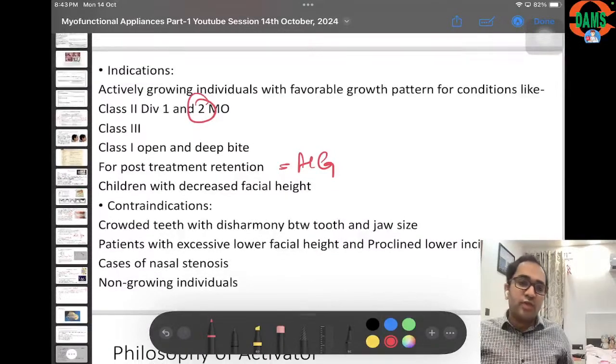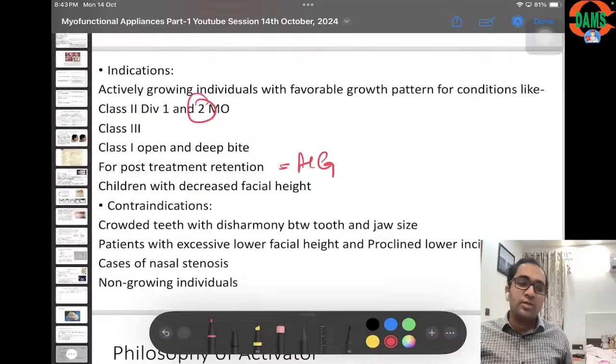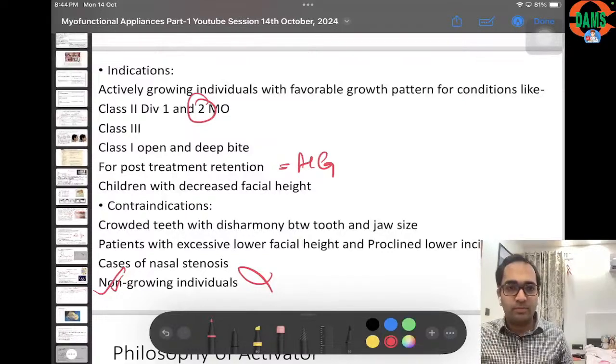What are the contraindications for activator? Crowded teeth with disharmony between tooth and jaw size. Crowding, as I already told you, will not help us in advancing. Patients with excessive lower facial height and proclined lower incisors. Cases of nasal stenosis. Already the patient नाक से breathe नहीं कर पा रहा है, mouth breather है, through obstruction in the nose, and we have given him an activator जिससे upper lower jaw पूरा बंद हो गया, तो the patient won't be able to breathe at all. Lastly, a non-growing individual, जिसमें functional appliance is absolutely contraindicated.